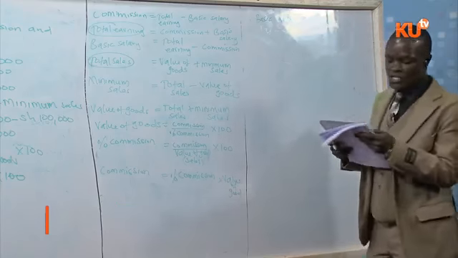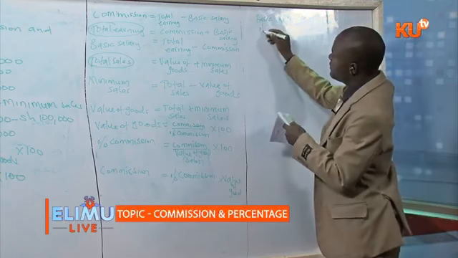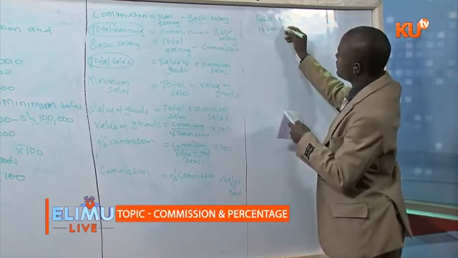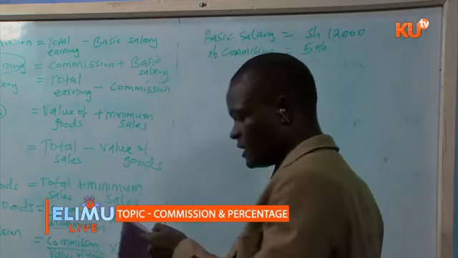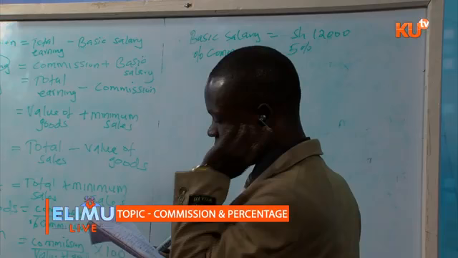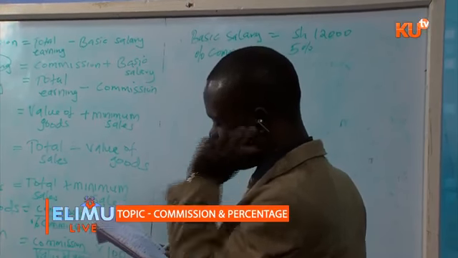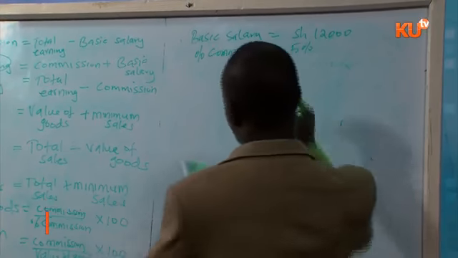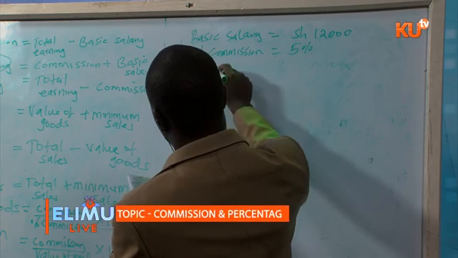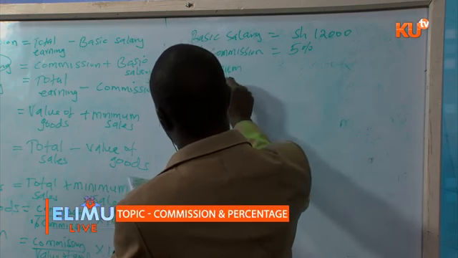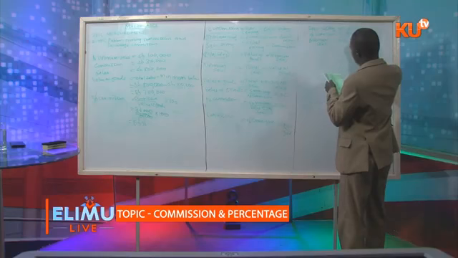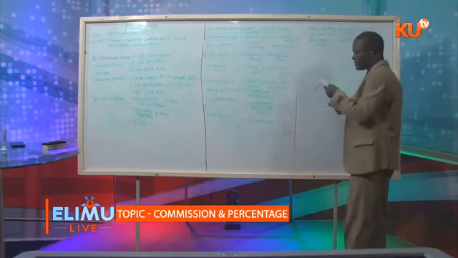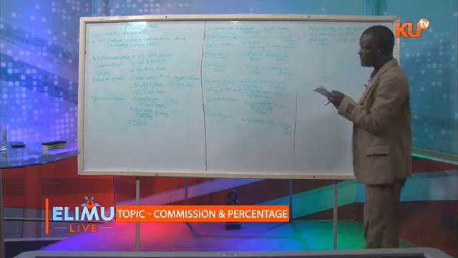And then the percentage commission is 5%. Then we have the minimum sales, which is what one is supposed to get commission from, as 20,000. So the minimum sales is 20,000 shillings. And then we have the total sales.